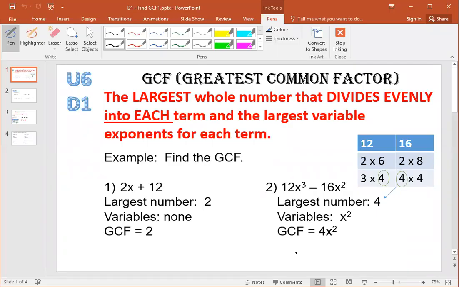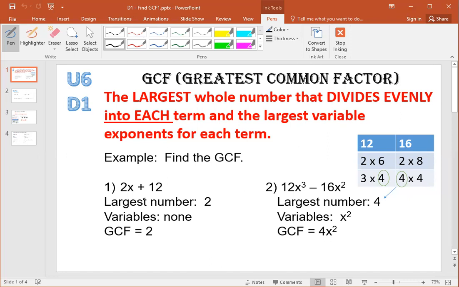Hi everyone, today we are discussing the greatest common factor of monomials and polynomials. We know that a greatest common factor is the largest whole number that divides evenly into each term, or the other two numbers. But not only do we have to deal with numbers, we also have to look at variables, because this time we can have numbers and we can have variables.